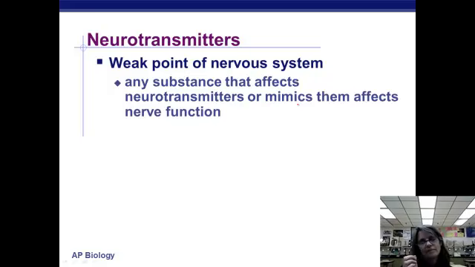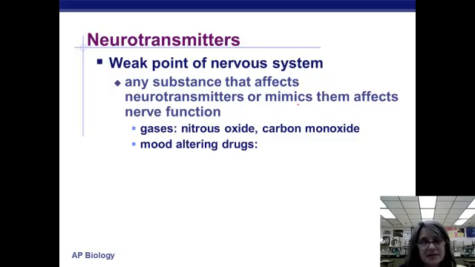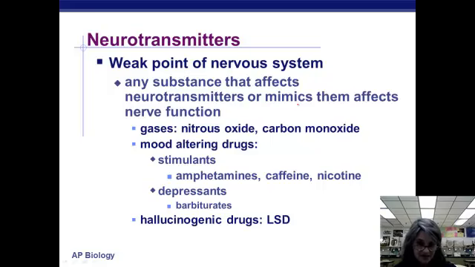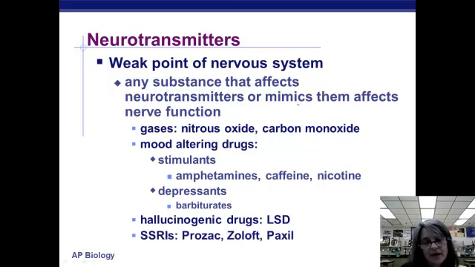Now, neurotransmitters have been discussed as kind of a weak point in the nervous system, in that if there is a substance that affects the neurotransmitter or is maybe similar to it, it can impact nerve function. Let's think about this. I'm going to skip all this. These are things that can mimic or affect neurotransmitters, and they're all things that can do strange things to your brain.